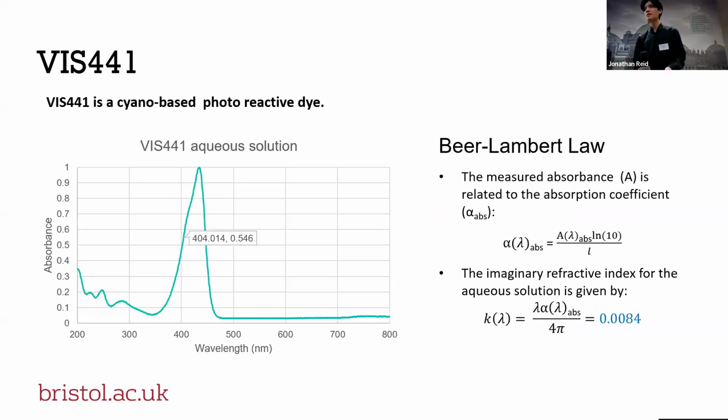So vis-441 is a photoreactive dye that absorbs light strongly at 441 nanometers, and this curve shows the absorption spectrum of vis-441. We find it also shows some absorption at 404 nanometers, and the imaginary refractive index k of the solution can be simulated through the Beer-Lambert law.